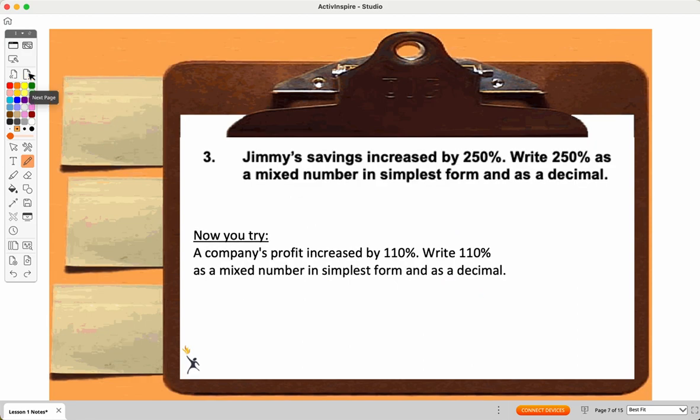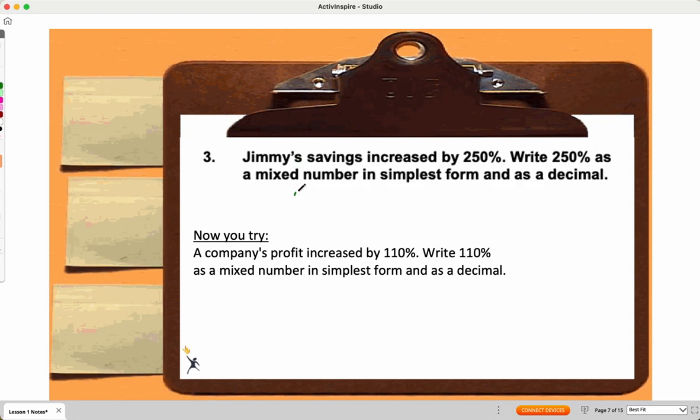So if I take a look at this one, Jimmy's savings increased 250%. Write 250% as a mixed number in simplest form and as a decimal. I like to go to decimal first. So I move my decimal place, it's 2.5. So he has 2.5 times as much money as he had before. It's a nice little savings bump.